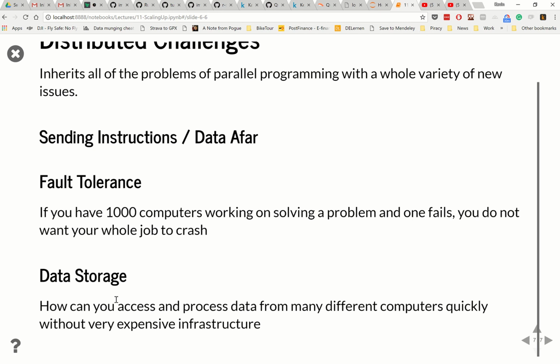And then data storage. It's how can you process and access data from many different computers quickly without lots of expensive infrastructure. And so, if you look at the clusters at Paul Scherrer Institute and ETH, they have, I think, InfiniBand connecting them to really high performance disks so that you can read from a number of machines in parallel. And this works very well.